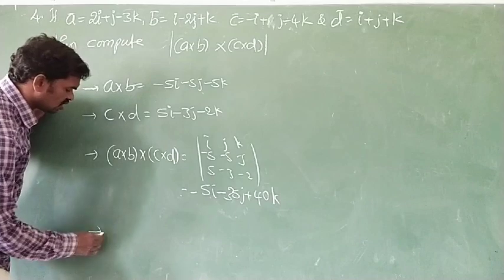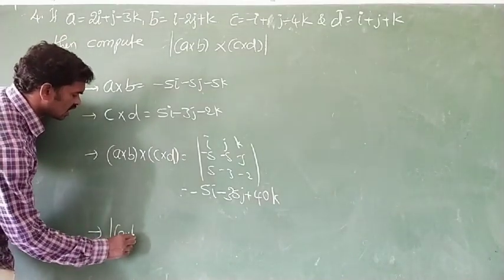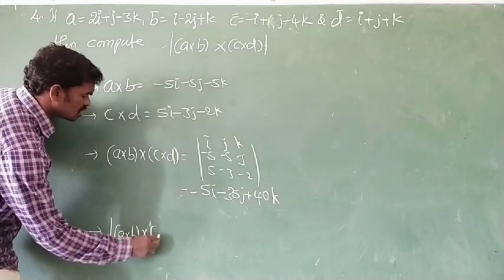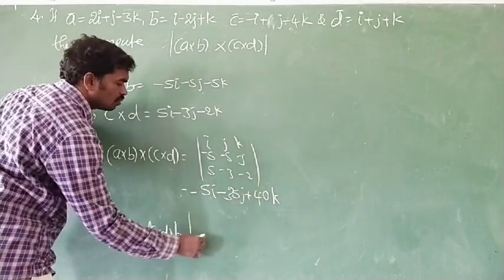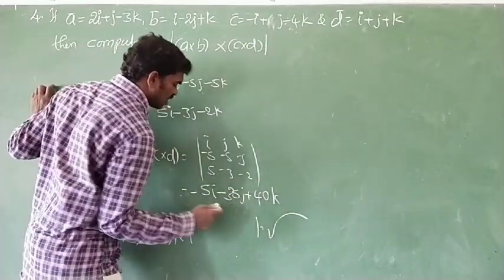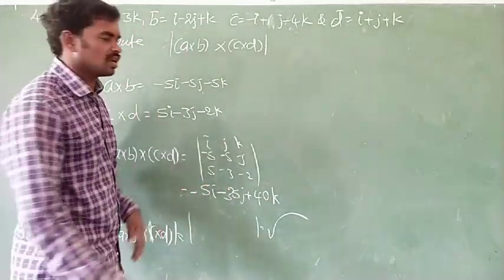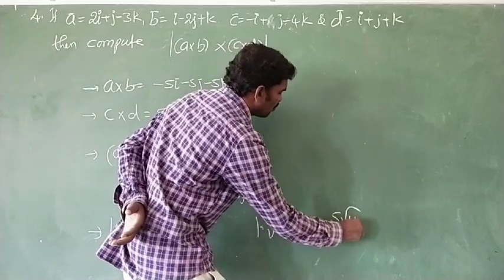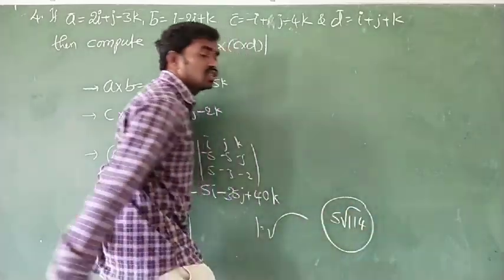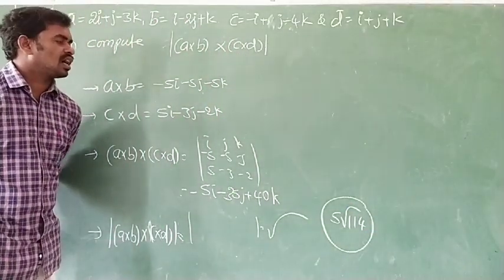And finally, the last one is the modulus of a cross b cross c cross d. Modulus of this term means what? Root of i coefficient, j coefficient, k coefficient squared. So finally, we get the answer 5 root 114. 5 root 114, that is the answer.